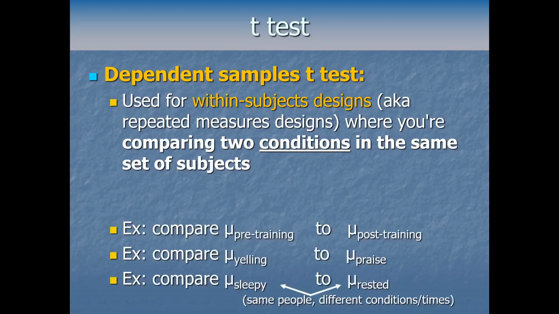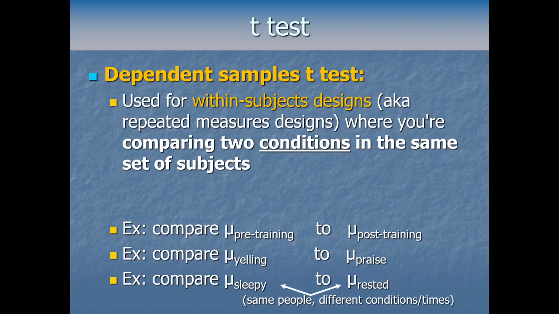So for example, you might take 50 people and measure them pre-training, and then measure those same 50 people again after the training intervention. So you're comparing their pre-scores to their post-training scores to see how much change there was in that same set of 50 people. But that means each person was measured twice. They were measured in both conditions. That's where the term repeated measures comes from that I mentioned before.